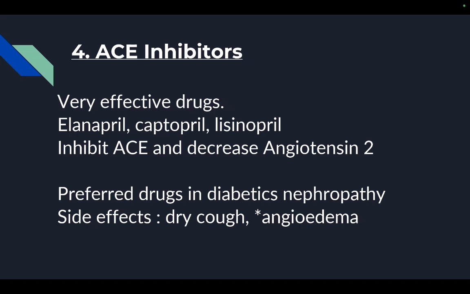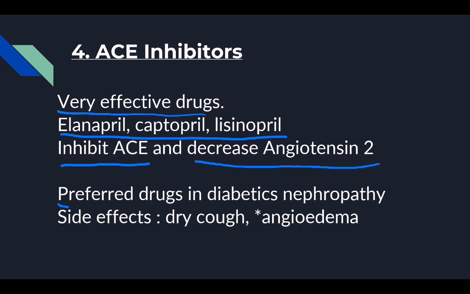Fourth class of drugs is ACE inhibitors. These are very effective drugs. These drugs include enalapril, captopril and lisinopril. These drugs act by inhibiting angiotensin converting enzyme, which decreases angiotensin II levels in the blood. Angiotensin II is a very powerful vasoconstrictor, so decreasing its levels causes good vasodilation. These drugs are preferred in diabetic nephropathy.